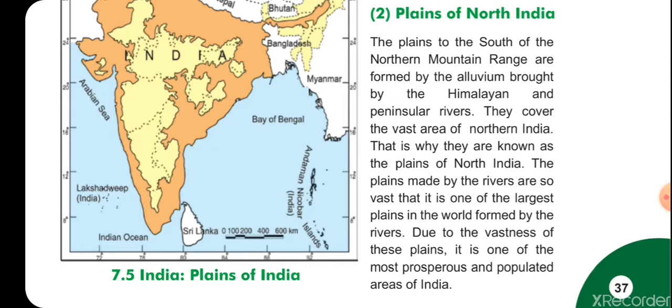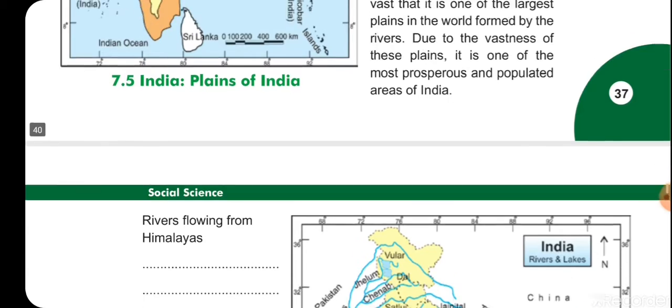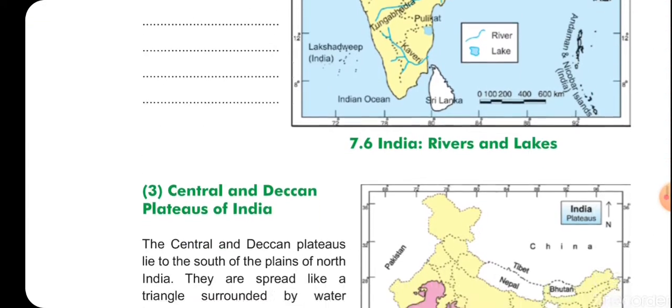These plains are considered to be one of the largest alluvium plains of the world. This is the prosperous and densely populated region of India. These areas are also very developed when it comes to northern India.